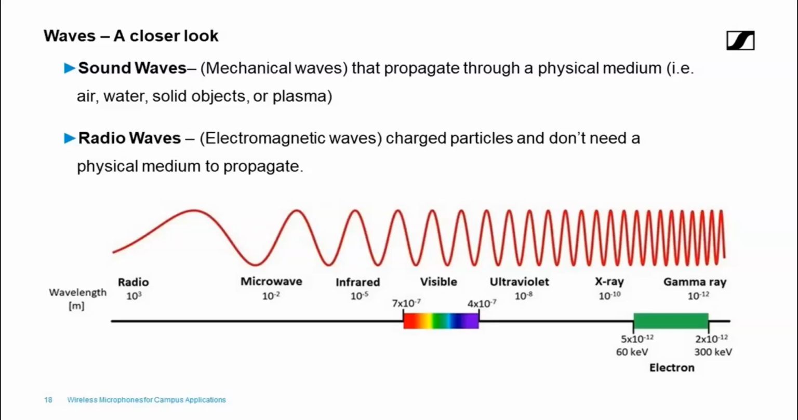So when we think about radio waves, they're different from sound waves, right? We know that with sound waves, we need something physical for them to vibrate through to be effective. With radio waves, they are electromagnetic waves. They have an electronic and a magnetic portion of the wave, and basically they don't need a physical medium to propagate. They can transfer through a vacuum.